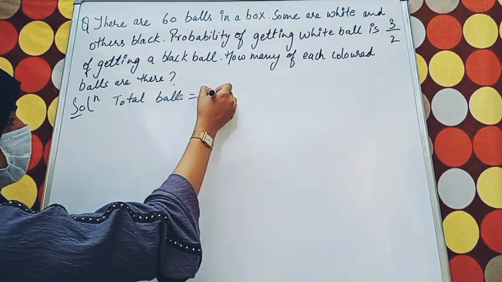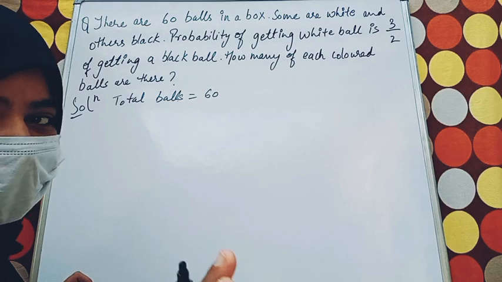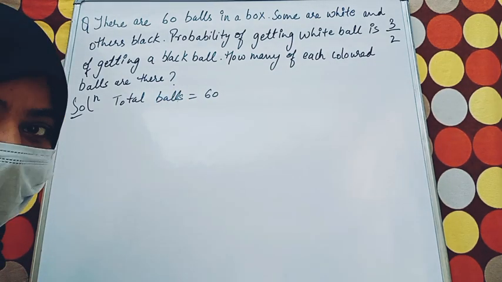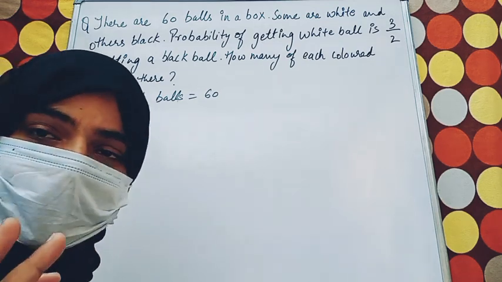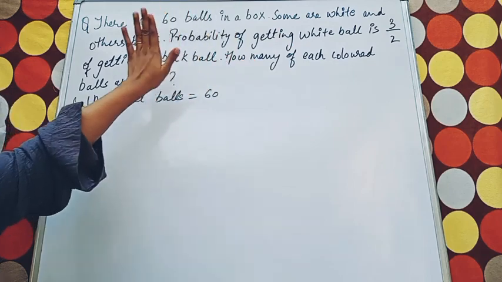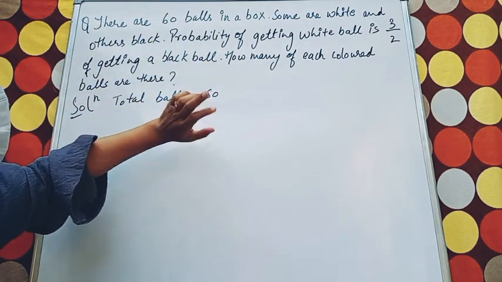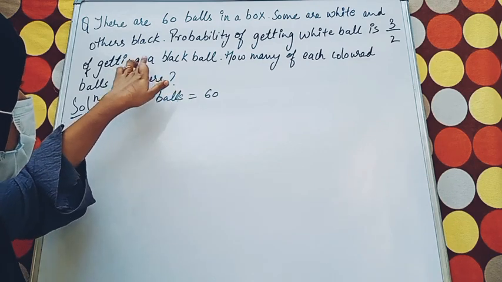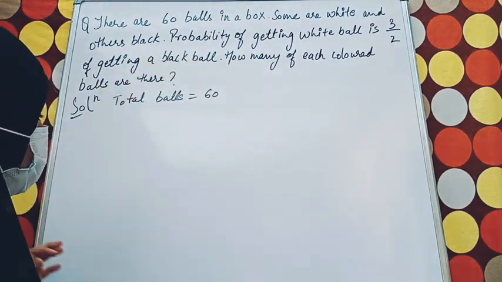Balls equals 60, in a box. Some are white and others are black. Now see, the total number of balls is given, but they are not defining how many are white and how many are black. The probability of getting a white ball is this of getting a black ball. How many of each color balls are there?